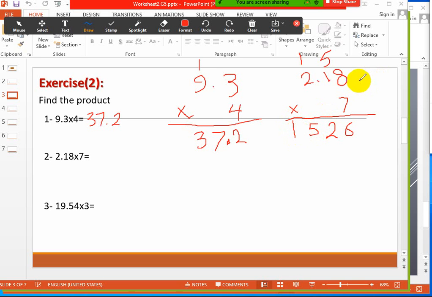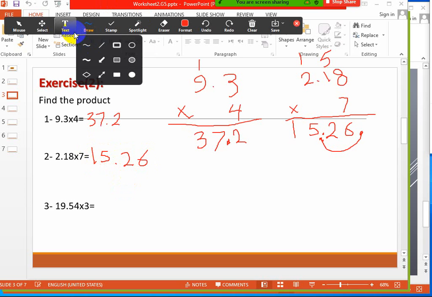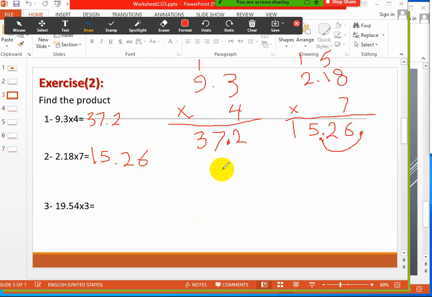What about the decimal point? I have here 2 digits after the decimal point. That means I have to move the decimal point only 2 digits. So the decimal point always will be here. 1, 2. So I will move it 2 digits only, between 5 and 2. So the answer will be 15.26. This is the answer. I hope that all of you are writing the answers with me. Write the answers in the worksheet, please.